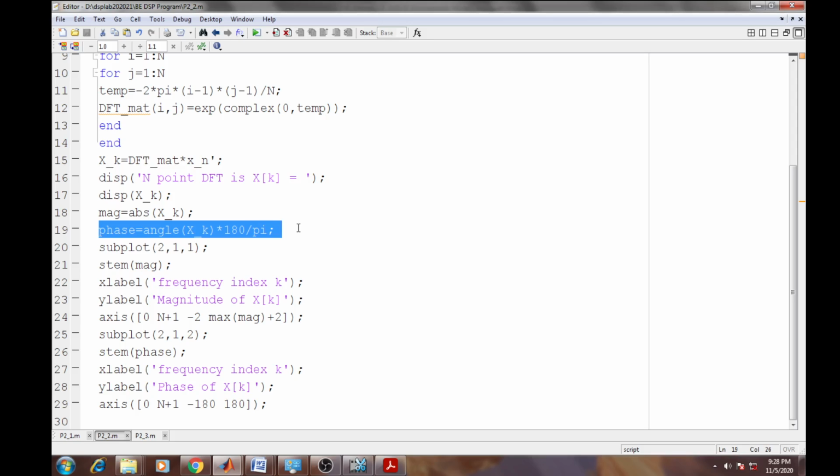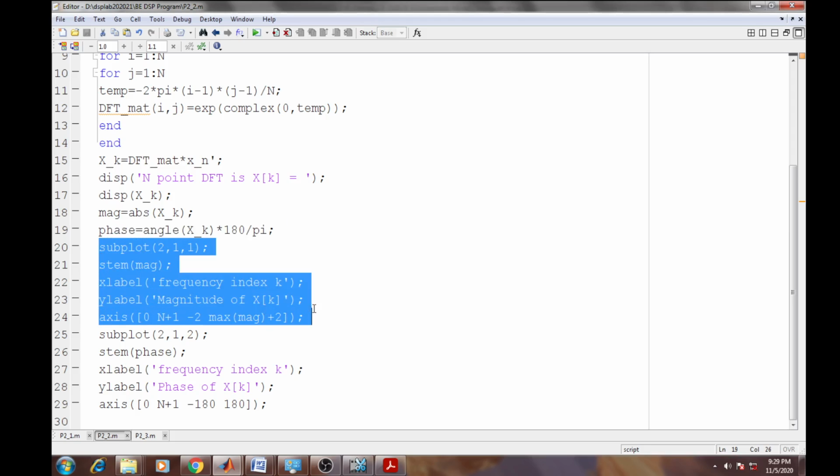Such a fashion was not adopted in the earlier program. Into 180 divided by pi. This is the actual formula, used for finding the phase angle, right? In your book also this formula is utilized for finding the phase as well as magnitude plot. And then we go for plotting, where the same things get repeated.